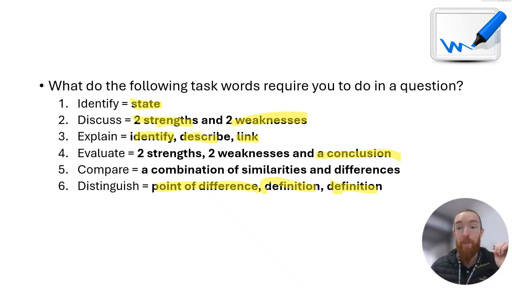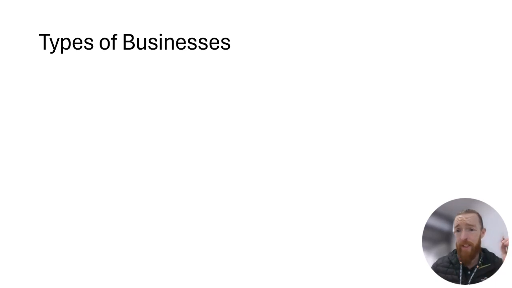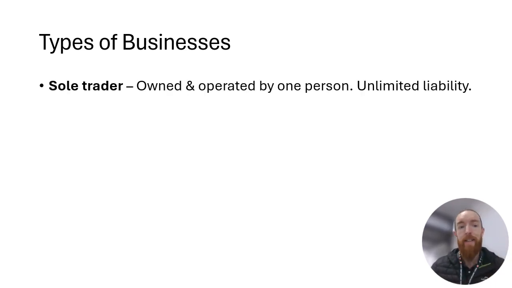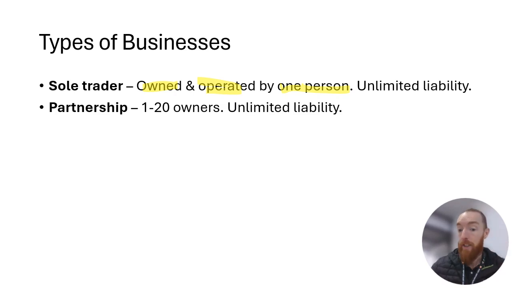So now let's get into some specific content. Our first key knowledge dot point is our types of businesses. Our first type of business is a sole trader. This is a business which is owned and operated by one person. Makes sense? Sole, one. They've got unlimited liability. What that means is they are responsible for the debts of the business. If the business goes bankrupt, they are going to go into their own personal finances to then pay off those debts.